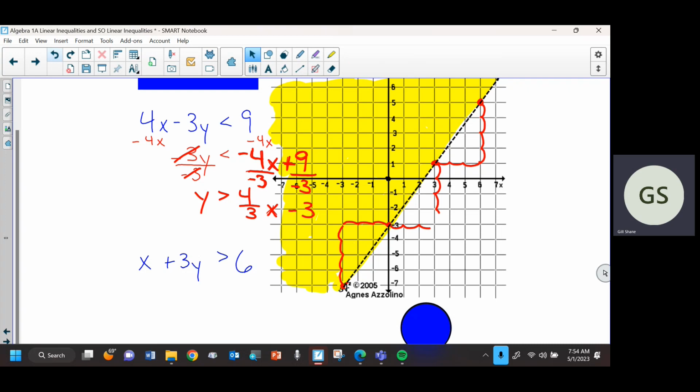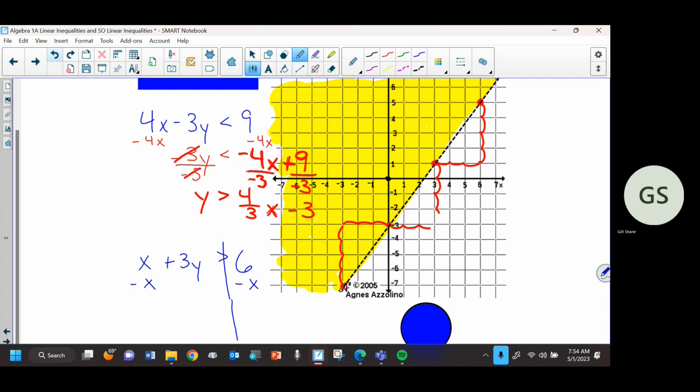All right, so I'm going to change it around right now. To change it around, what's the first step? We want to get y by itself. Always the first step, always the same first step. Well, we add or subtract. It'll be the opposite. So in this case, it is subtract x. It's always the x term, which means we have to subtract x over here. So we get 3y is greater than negative x plus 6. Now we divide by 3, divide by 3. Remember, there's a 1 in front of the x.